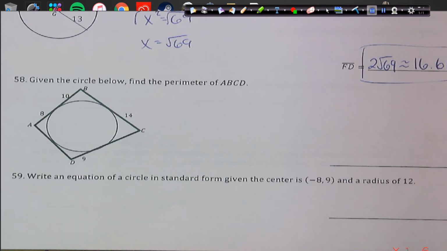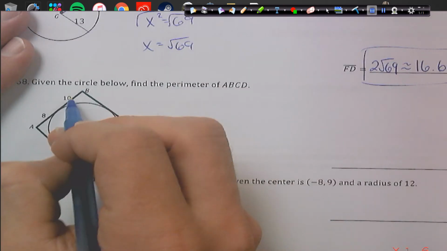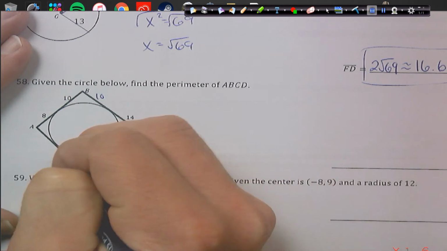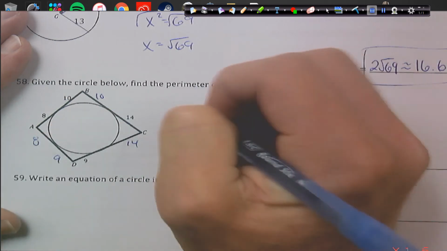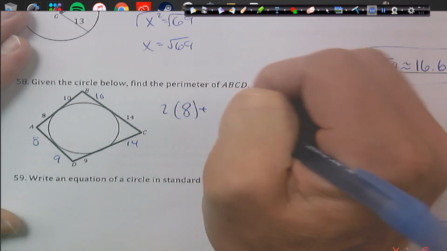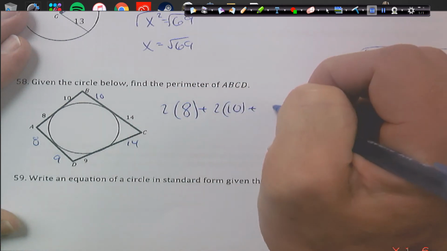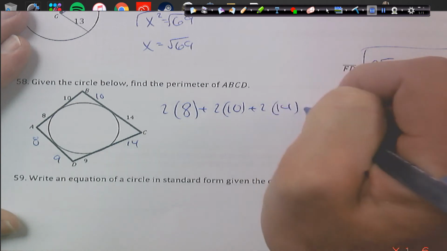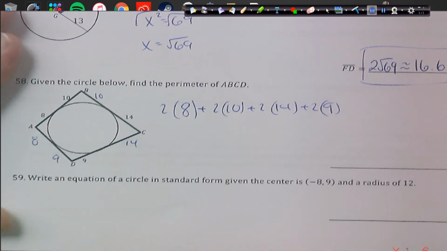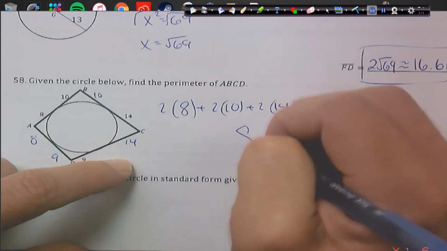Okay, down here we have to go ahead and just add up. If this piece is 10, this piece is going to be 10, 14, 9, and 8. So we're going to do 8 times 2 plus 10 times 2 plus 14 times 2 plus 9 times 2. Okay, and if we do that, we get 82.